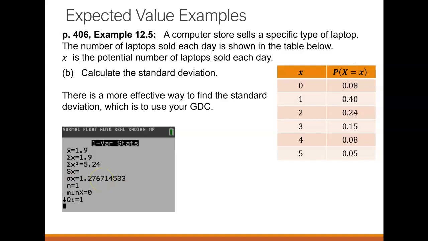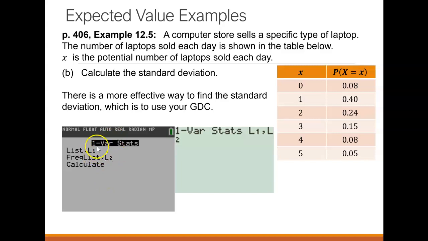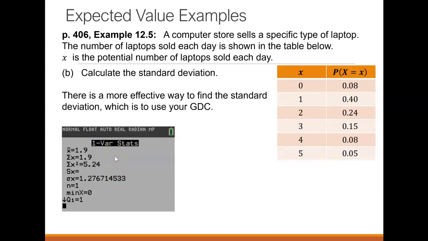Okay, so the key thing to remember though is that the outcomes are in L1, the probabilities in L2, and when you do your one variable stats, you have to set up a frequency list. Remember, to get the L1, L2, L3, L4, press second and the number sign on your calculator. So second and the number 2 will give you the L2 on your calculator. Take a minute and try typing this into your calculator on your own and making sure you can get that. Pause your video or whatever.